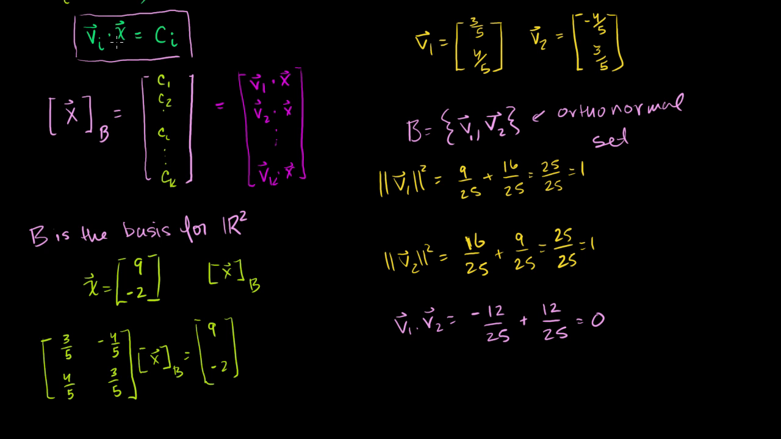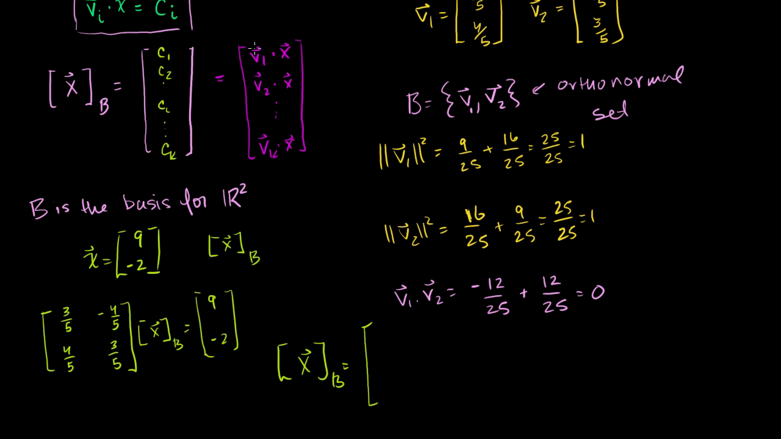But we have this neat tool here for orthonormal sets, or orthonormal bases. So instead of solving this equation, we can just say that x represented in B coordinates is going to be equal to v1, which is this guy right here, dotted with x. So it's going to be v1 dot x, and then this guy right here is just going to be v2 dot x. And I can do this because this is an orthonormal basis.